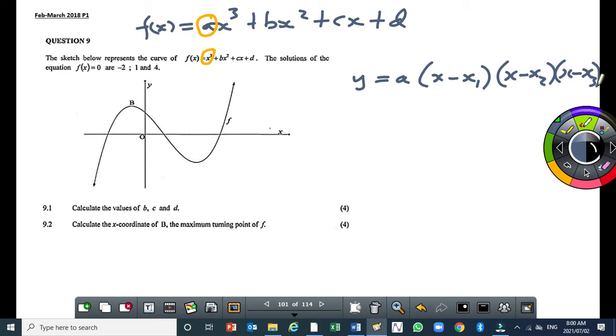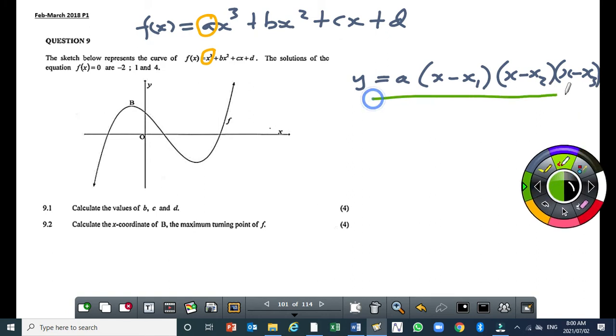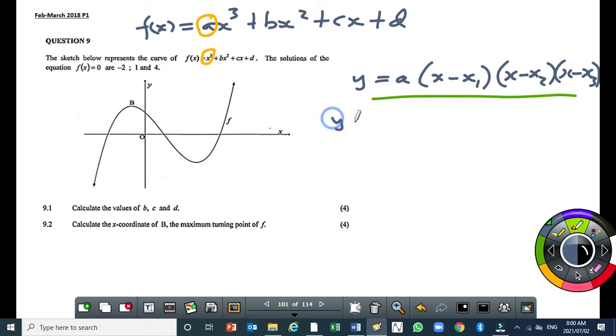So, for you to be able to find the values of b, c, and d, you need to use this equation here. So what you are going to do is substitute the a. We put 1 there because that's the coefficient of x cubed. Where there is x, we don't put any value. Where there is x1, for this question, I'm just going to follow the order of the values, but you can write them in any order. You still get the same answer.